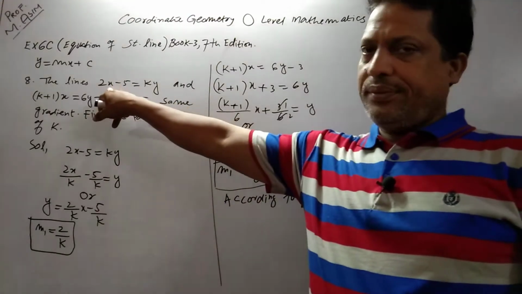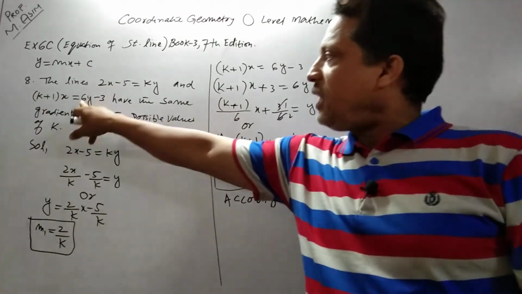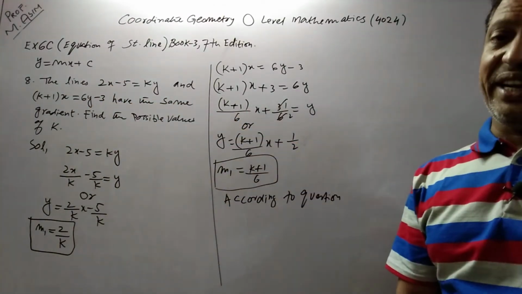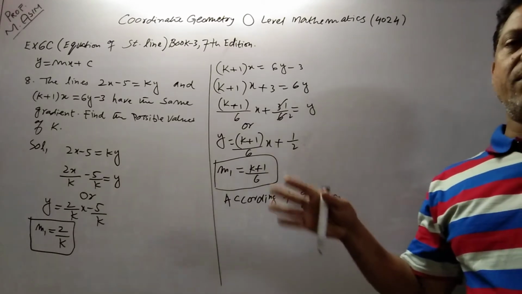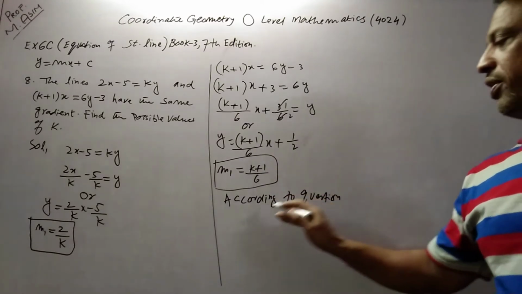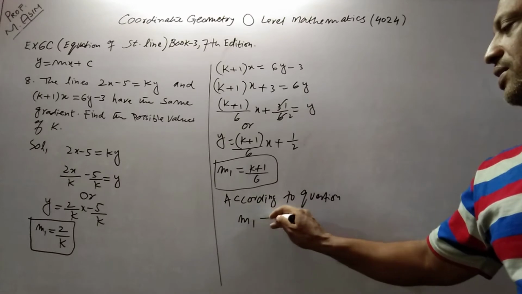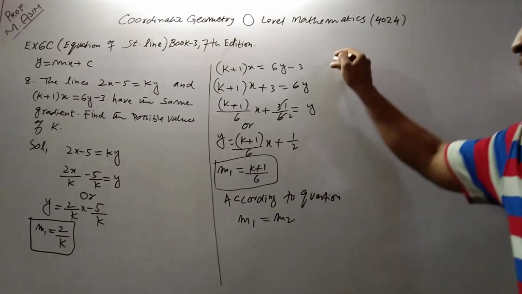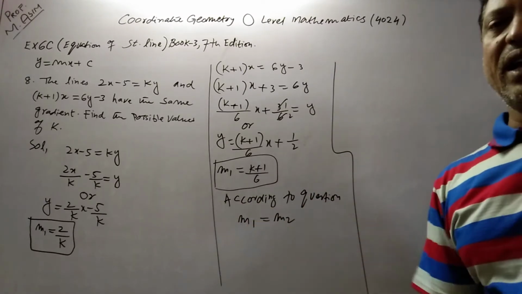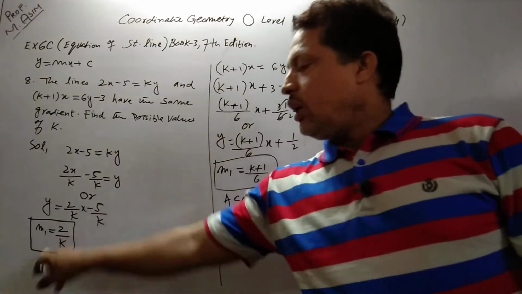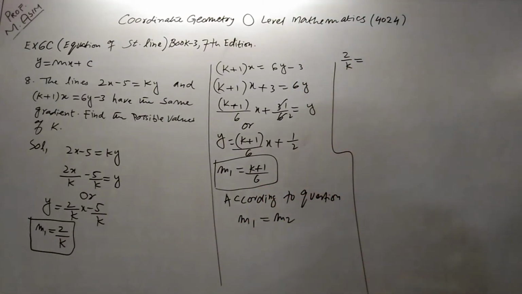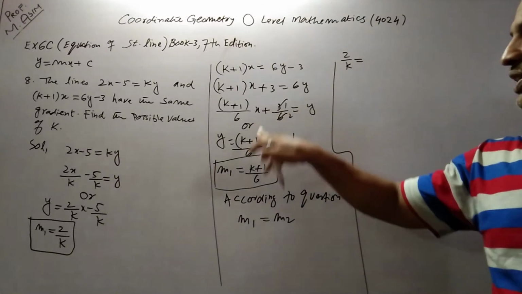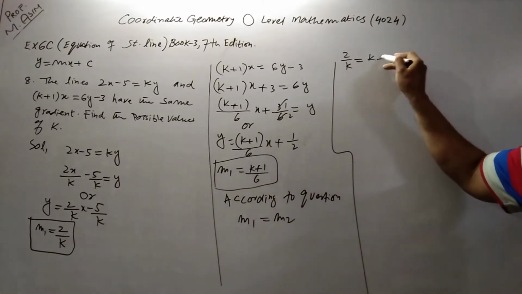both the lines have the same gradient. Means the gradient of both the lines must be equal. According to the question, m1 is equal to m2. What is the value of m1? We obtained 2 upon k. What is the value of m2? We obtained from this equation (k plus 1) over 6.